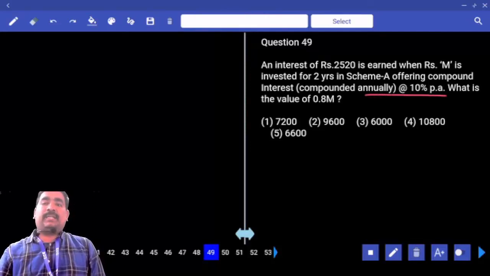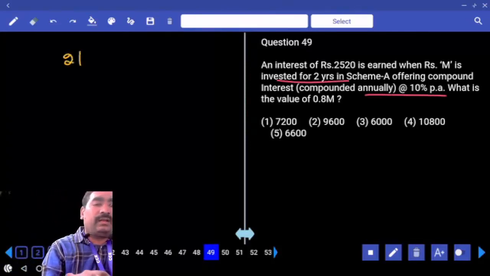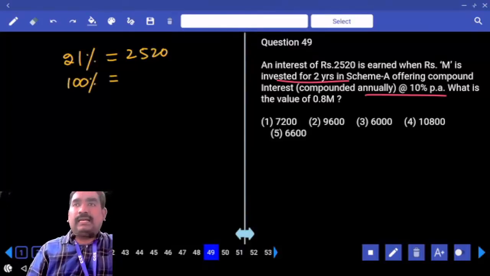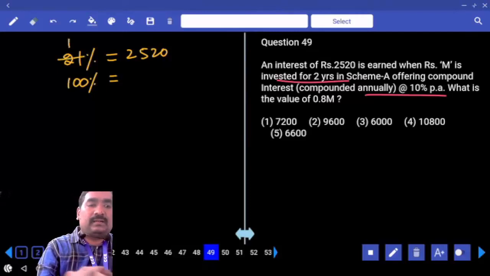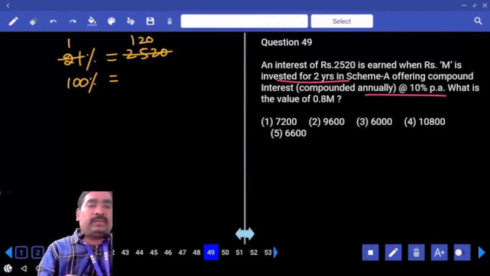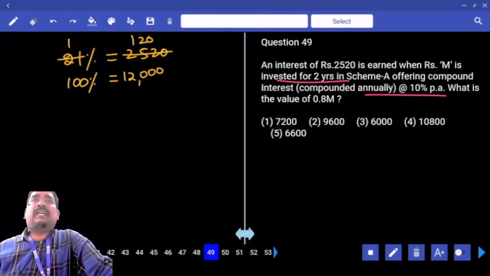Per 1 year 10% means 2 years compound interest is 21%, which they gave as 2,520. Principal means by default 100%. 21 ones are 21, 21 twos are 42. 1% value is 120, so 100% value is how much? 12,000. But they don't ask us 100%.